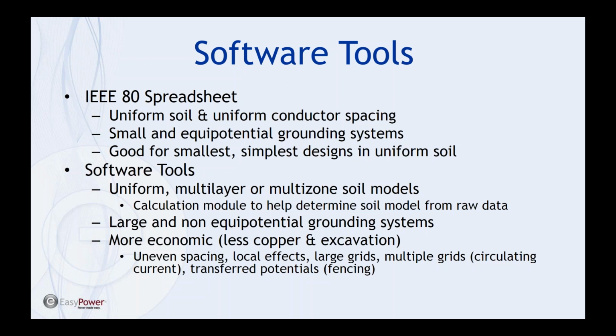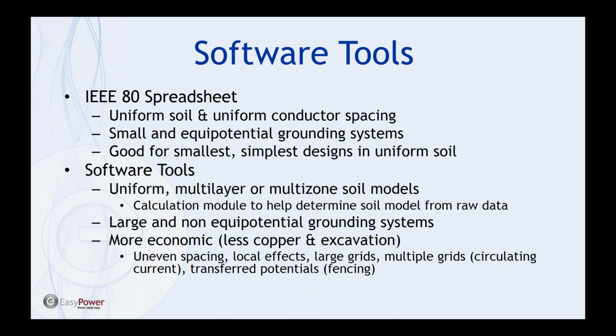On the other hand, there are software tools available that can handle not only uniform soil, but also multi-layer or multi-zone soil models. Most of them come with a calculation module to help determine the soil model from raw resistivity data with minimal error, which is helpful when you're doing multi-layer soil models. In addition to that, these software tools can model large and non-equipotential grounding systems. For larger ground systems or conductor materials that aren't copper, you have to start worrying about the resistance of the grid, and these can incorporate that into their calculations.